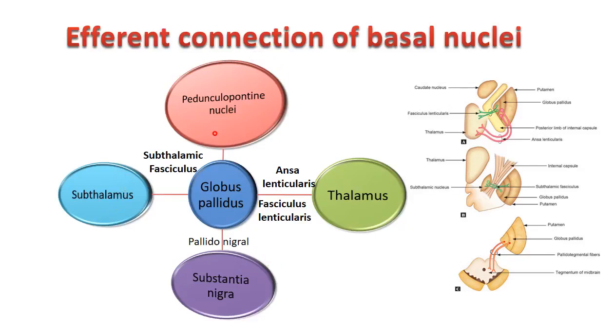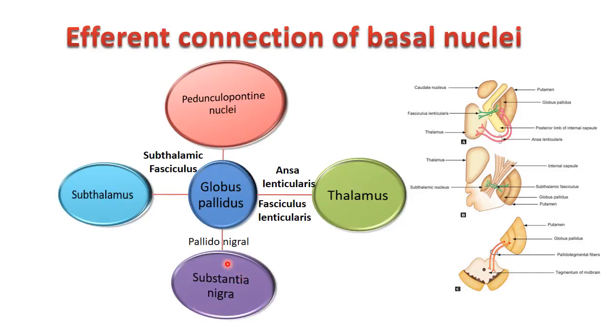Okay, so the pedunculopontine nucleus in the midbrain, and through that it projects efferents to the thalamus via the ansa lenticularis and fasciculus lenticularis, and to the subthalamus via the subthalamic fasciculus, and pallidonigral fibers to the substantia nigra. So mainly to the pars reticularis of the substantia nigra.